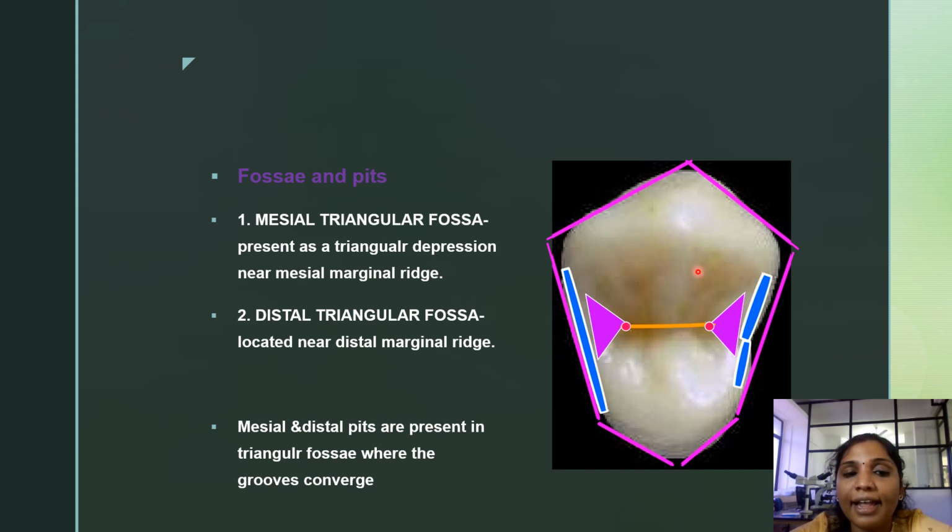Next are fossa and pits. Mesial triangular fossa, like any other tooth, is present as a triangular depression near mesial marginal ridge, and the distal triangular fossa is located near distal marginal ridge. And the mesial and distal pits are present in triangular fossae where the grooves converge. These mesial and distal pits are present in the triangular fossae where the grooves converge.